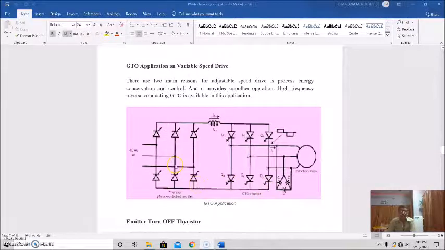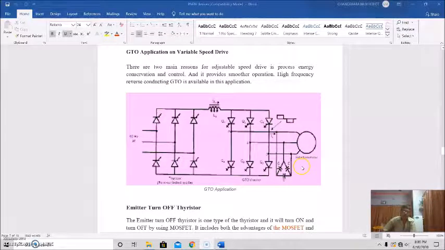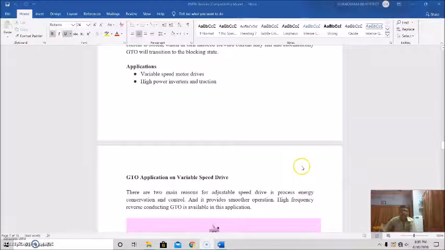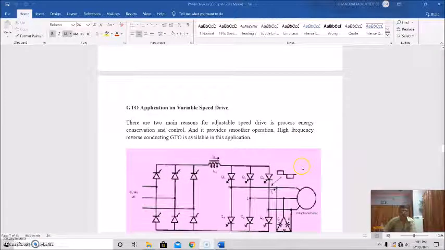These are the GTOs. That's all. This is the GTO application in variable speed drives shown here. This is the basic ASD, and this is the GTO. This is the load, and this is the signal being received. So this is about GTO and its applications, which we have already talked about.